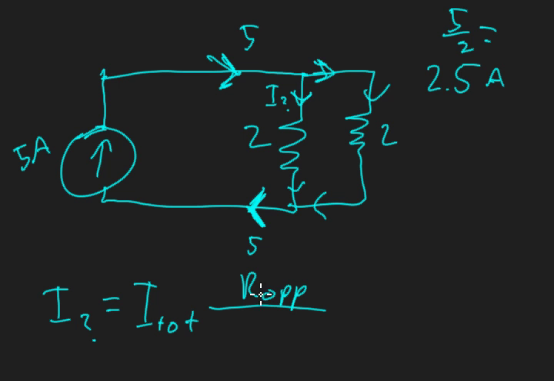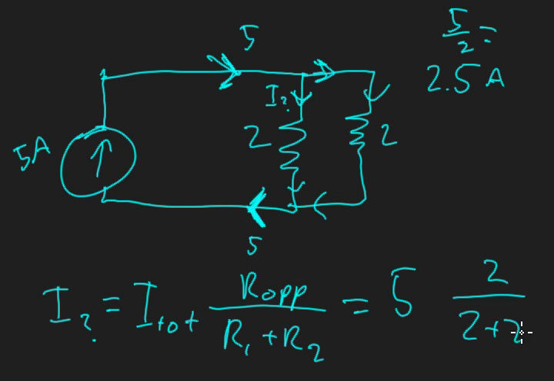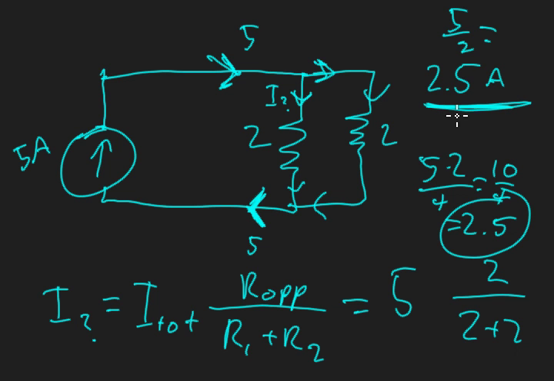With current division, you're doing the opposite resistor. With voltage division, you're doing the same resistor. And of course, this is over R1 plus R2. So in this case, our amperage is I tot, which is 5 amps in total, times our opposite resistor, and it's the same thing, which is why it splits evenly, over 2 plus 2, or R1 plus R2. So this is going to be 5 times 2 over 4 equals 10 over 4 equals 2.5. And would you look at that, because we knew that special trick, we could already do it.